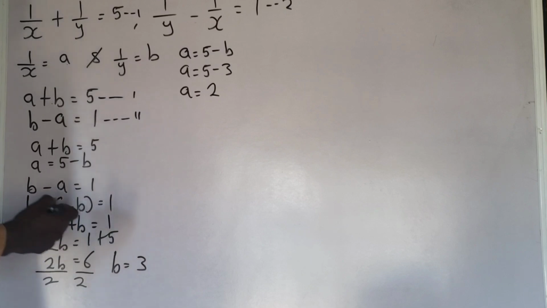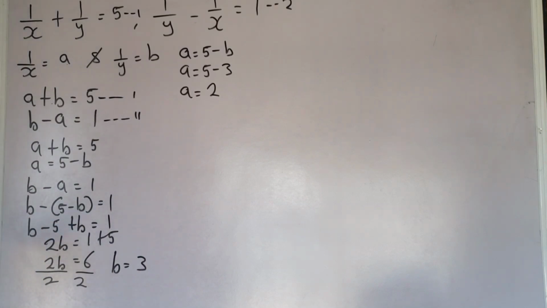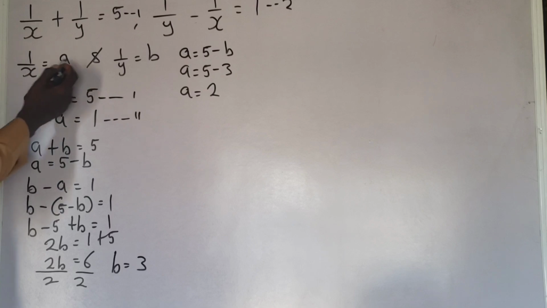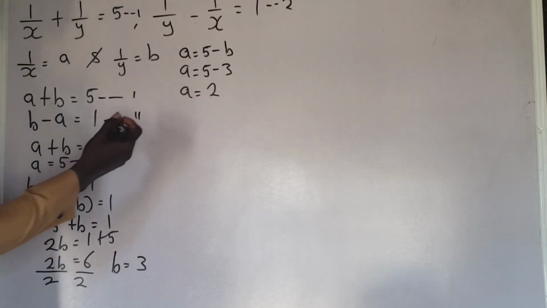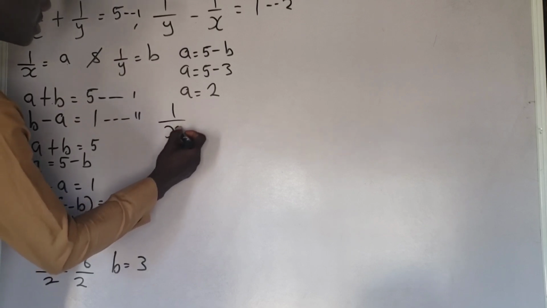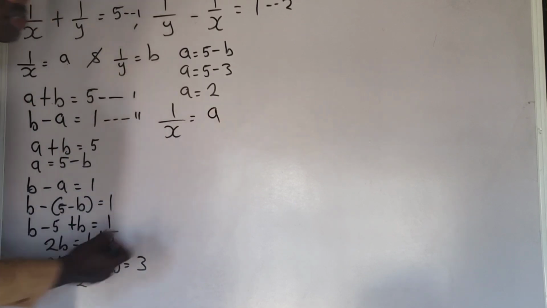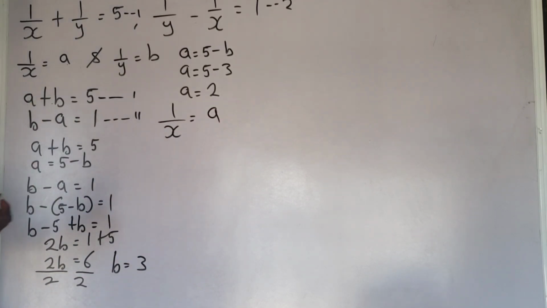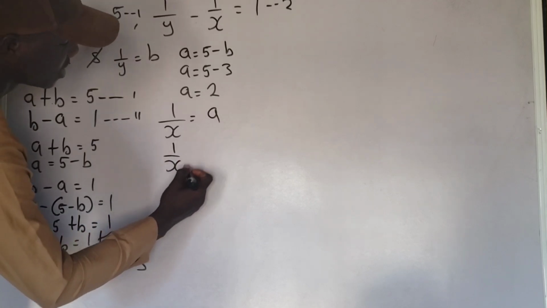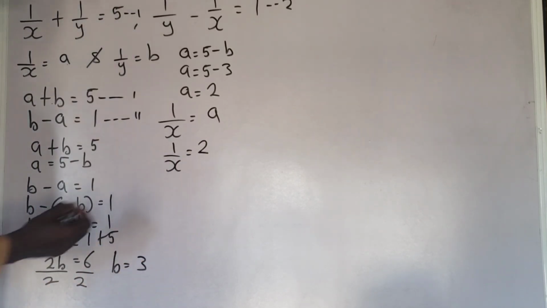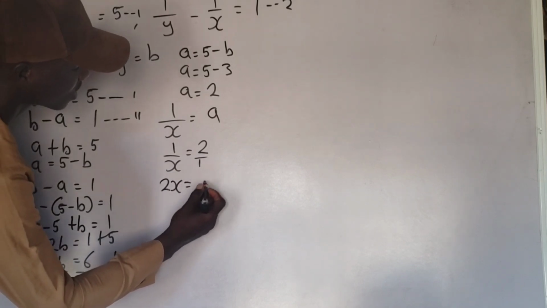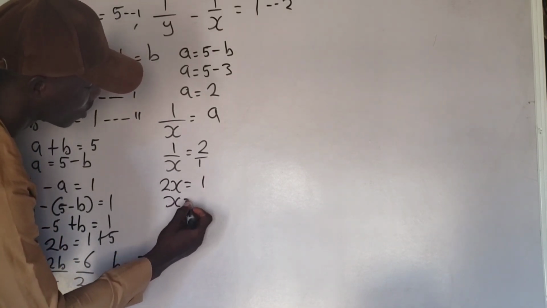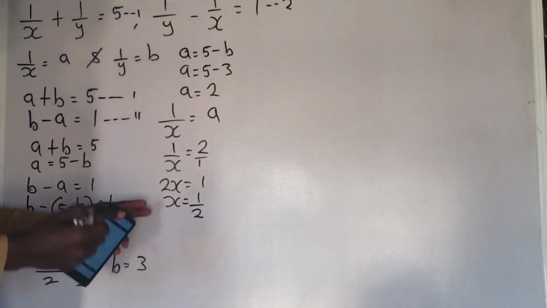2. Now, we are looking for the value of x and y, not a and b. We have already said, let 1 over x is equals to a and 1 over y is equals to b. So, now a is equals to 2. For this, I'm going to have 1 over x is equals to a. Now, a is equals to 2, so 1 over x is equals to 2. The next step here is to cross multiply. So, I'm going to have 2x is equals to 1. So, x will be equals to 1 over 2. That is the first step.